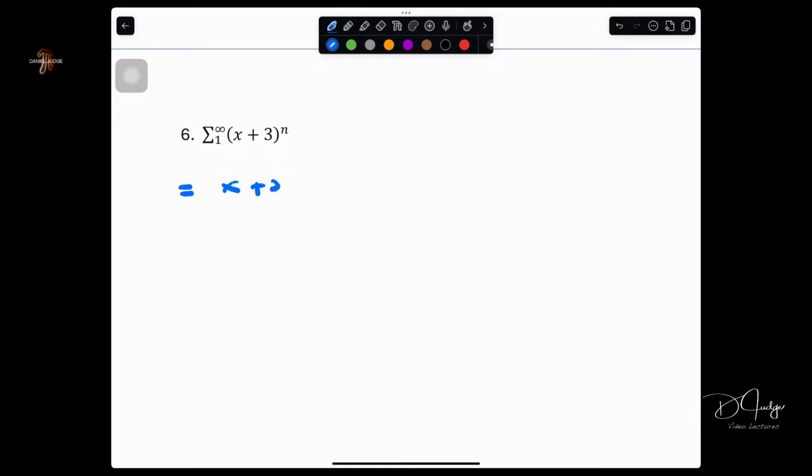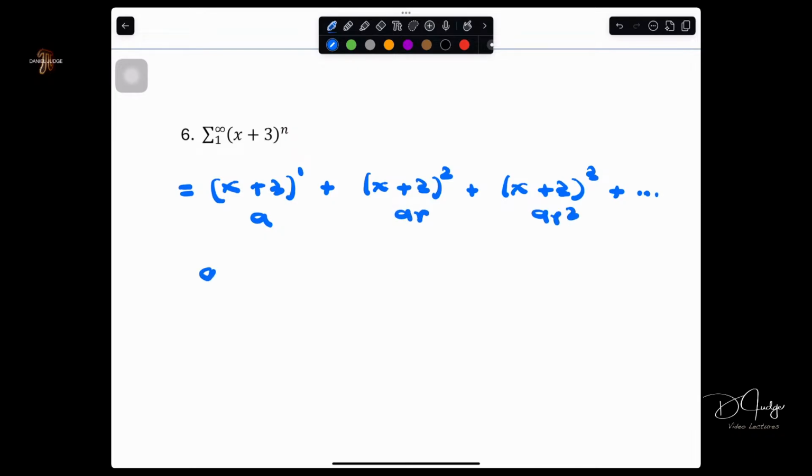The first term, x plus 3 to the first power. The second term, x plus 3 squared. The third term, x plus 3 cubed. This is a, this is AR squared. A is x plus 3. R is another x plus 3. AR squared will check off.